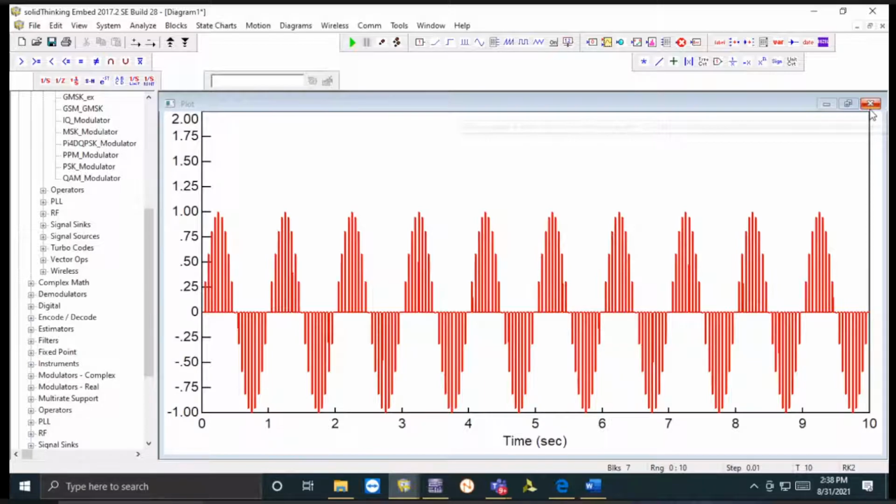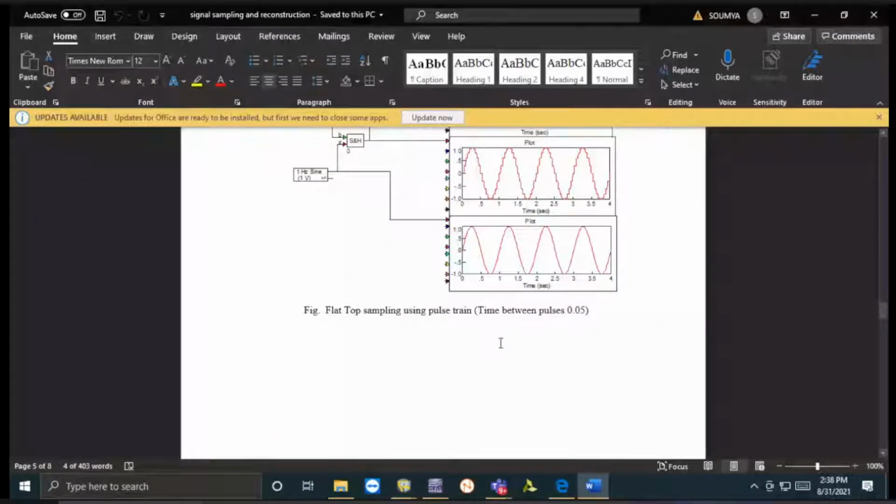So this is your natural sampling, right? Then we have the next. We can apply the sample and hold circuit here also. It's shown here in the diagram in the manual, I guess it was provided to you. So you can use the sample and hold circuit also along with the train of impulse.